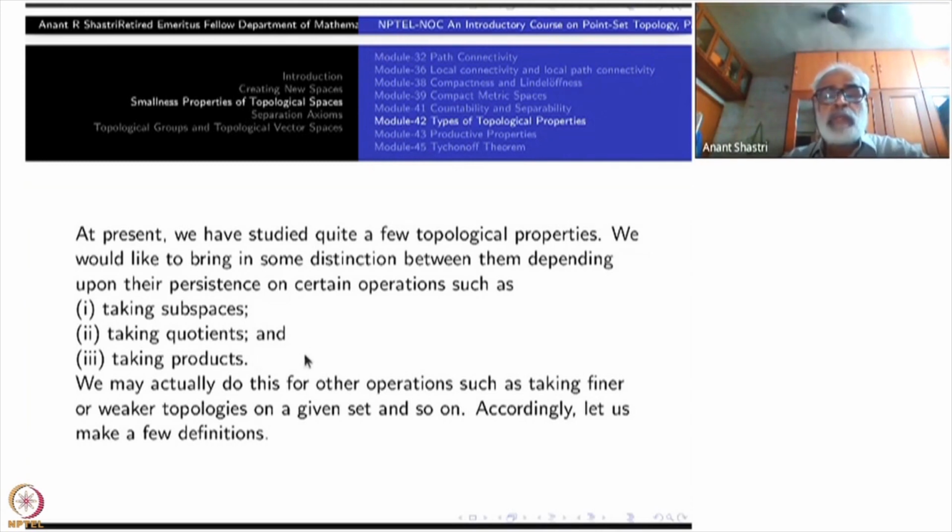Later on, we can't do all like that. As soon as a new topology comes, we can keep asking this question for that topology, according to the time availability or our mood. And there are many other kinds of questions you can ask, such as whether it will persist on taking closed subspaces or open subspaces instead of arbitrary subspaces. So there are modifications of such questions also. This is what I mean by studying the properties of the topological properties.